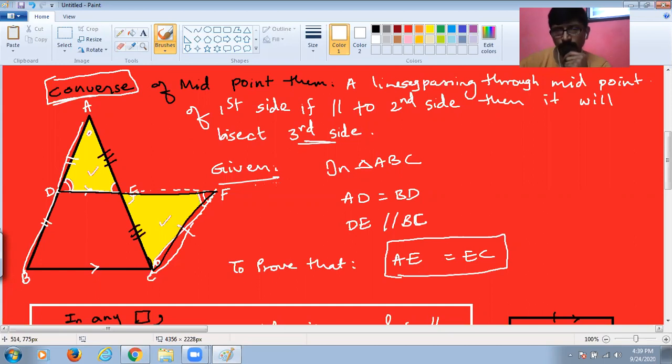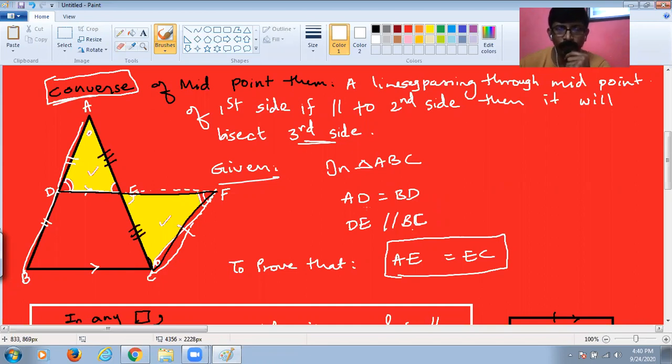Let's write it down. What exactly is given? Here we wrote the statement, here we have drawn the diagram, and here we try to write what exactly is given. Given: in triangle ABC, we have drawn triangle ABC. AD is equal to BD, because it's given that D is a midpoint of side AB. So what do we write here? AD is equal to BD. Also, it is stated that DE is parallel to BC. This is given to us. DE is parallel to BC.